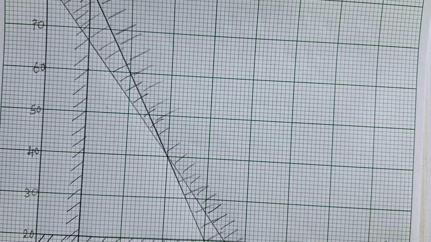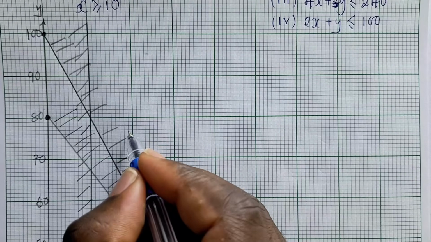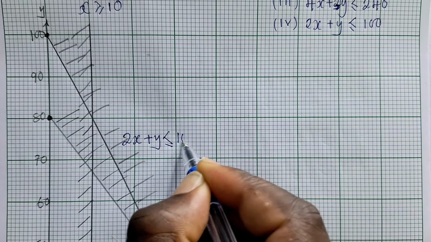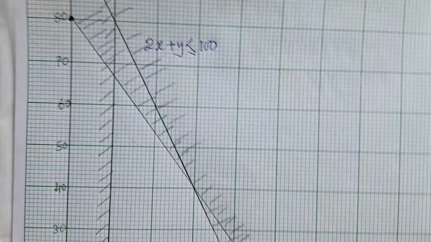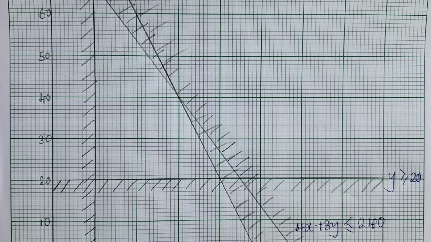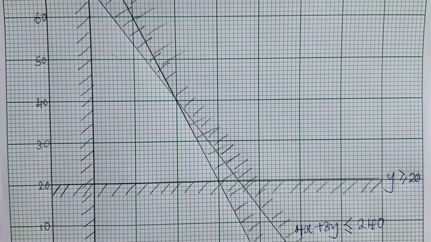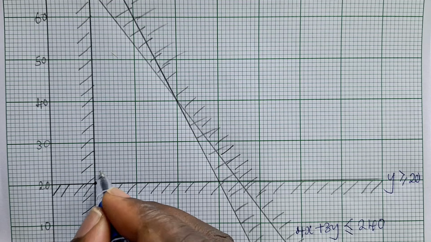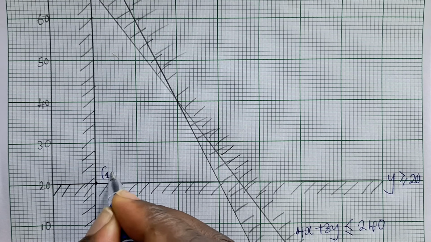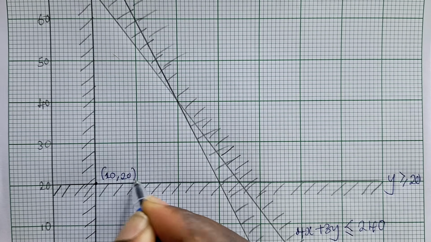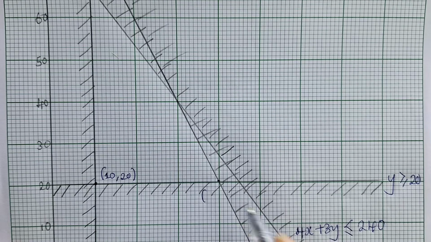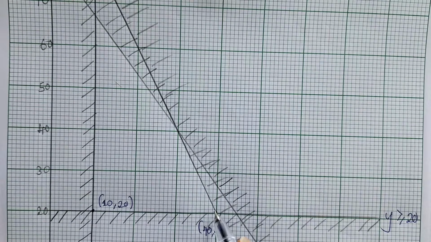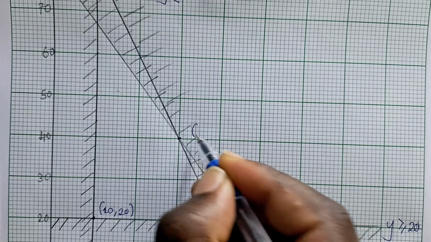Okay, so that's it. We can indicate this as 2x plus y is less than or equal to 100. Now, once we get this, I like encouraging students to pick the coordinates. It's very important. So this is 10, 20. This one is 40, 20.